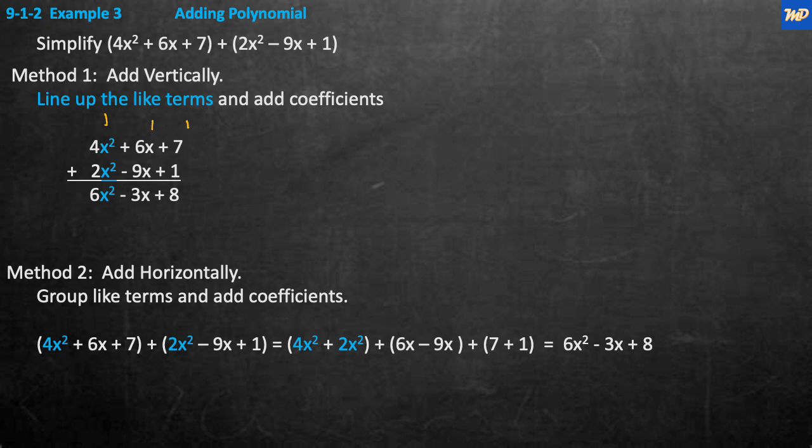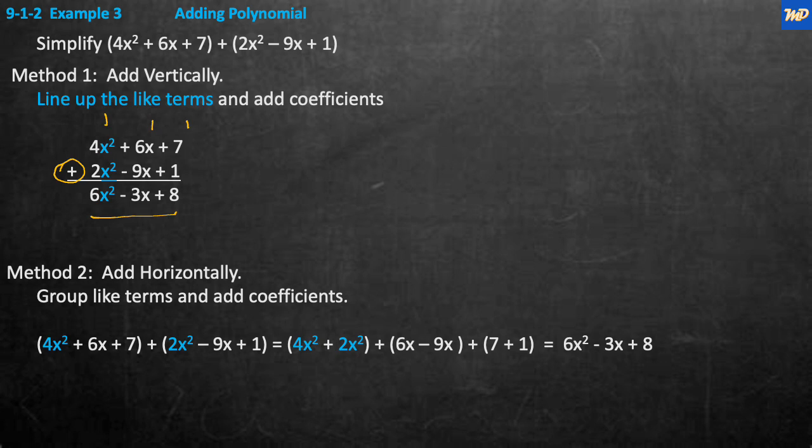Okay, so now you do what? We're going to add them. 4 plus 2 is 6, and 6 minus 9 is minus 3x, and 7 plus 1 is 8. So here's the solution: 6x squared minus 3x plus 8.